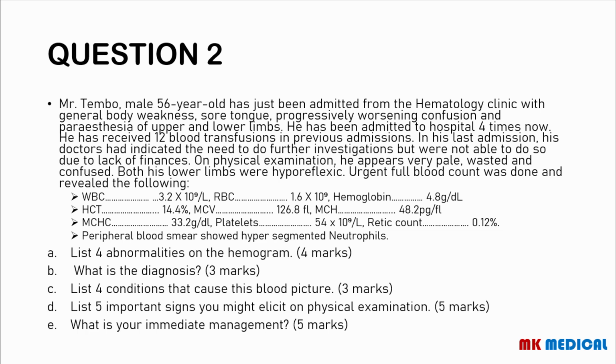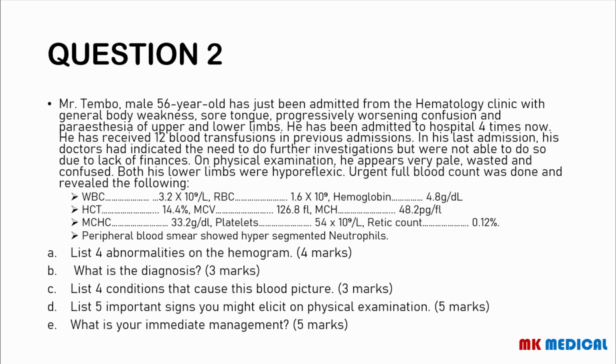On physical examination, he appears very pale, wasted, and confused. Both his lower limbs were hyporeflexic. Urgent full blood count was done and revealed the following. So white blood cells was 3.2 times 10 to the power 9 cells per liter. RBCs were 1.6 times 10 to the power 9 cells. Hemoglobin was 4.8 grams per deciliter.